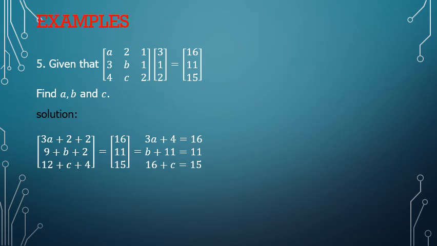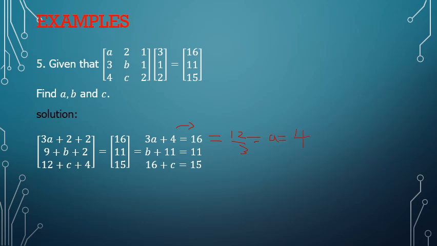Now if you equate to 16 here, if 4 moves here, it will be 16 minus 4, you get 12. So it will be 12 divided by 3 to get the value of a. So it gives us, implying that a equals 4.